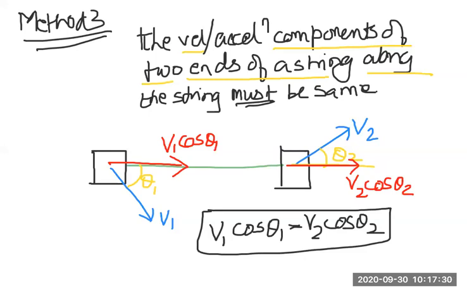और अगर v2 cos theta 2, v1 cos theta 1 से बड़ा हो गया तो क्या होगा? If v2 cos theta 2 becomes greater than v1 cos theta 1, then the string will break. Okay, the string will break, and that is, again, not allowed. Or the string will elongate, that is not allowed. So we must have v1 cos theta 1 is equal to v2 cos theta 2.